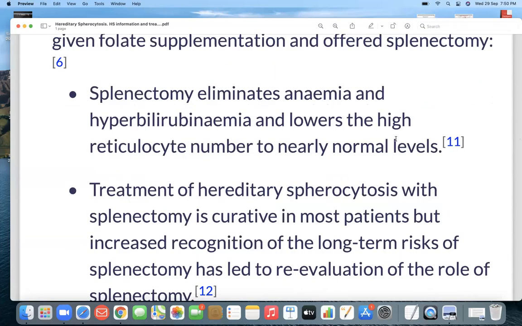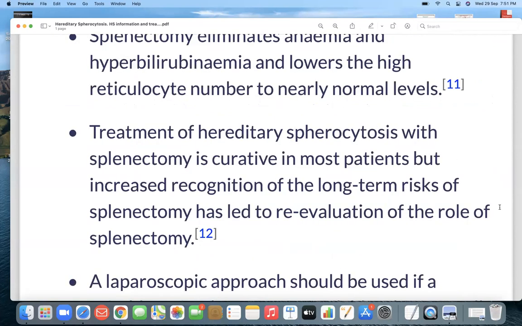Splenectomy eliminates anemia, hyperbilirubinemia, and lowers high reticulocyte number to nearly normal levels. So pallor is reduced, jaundice is reduced, and reticulocytes become normal. Treatment of hereditary spherocytosis with splenectomy is curative in most patients, but increased recognition of long-term risks of splenectomy has led to re-evaluation of the role of splenectomy.